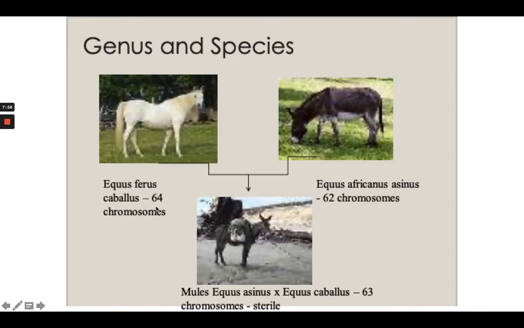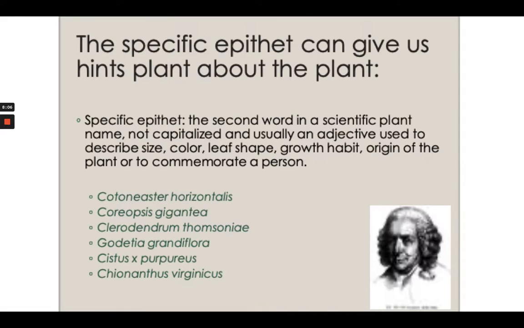So they have 64 chromosomes and 62 chromosomes. The mule is going to end up with 63 chromosomes, and it's a sterile animal, so it cannot have its own children. The specific epithet can give us hints about the plant.